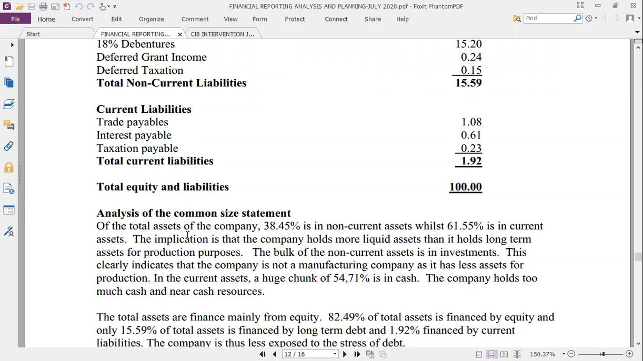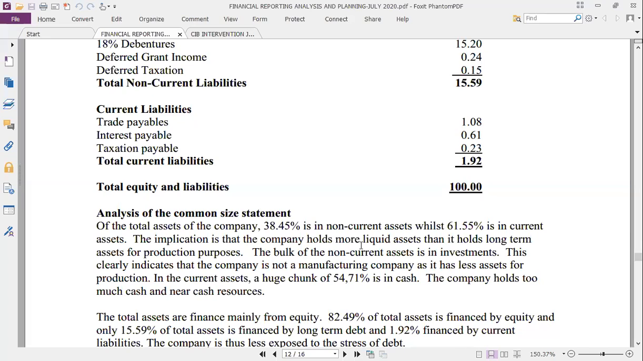Analysis of the common size statement. Of the total asset of the company, 38.45% is non-current asset, while 61.55% is current asset. The implication is that the company holds more liquid asset than it holds in long-term assets.